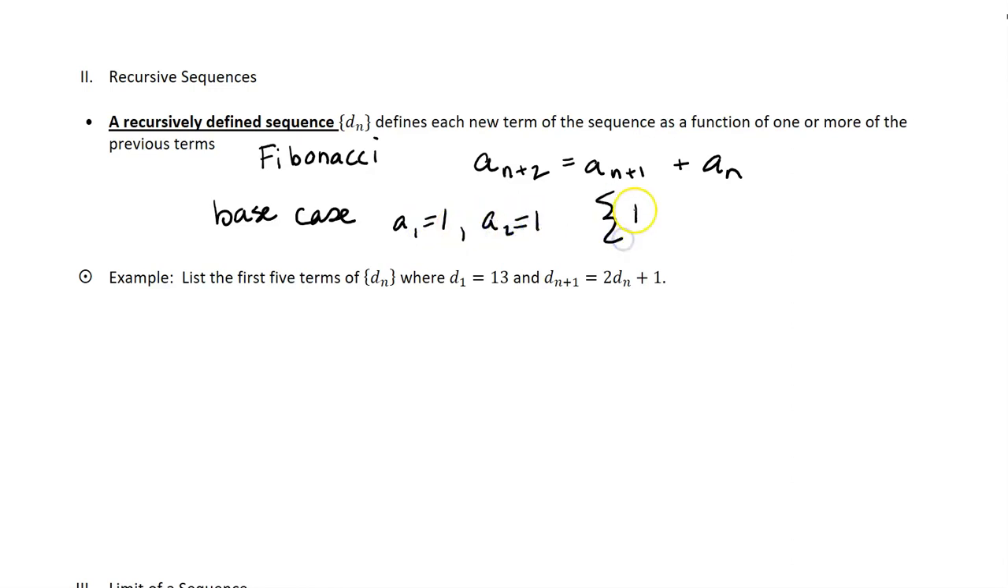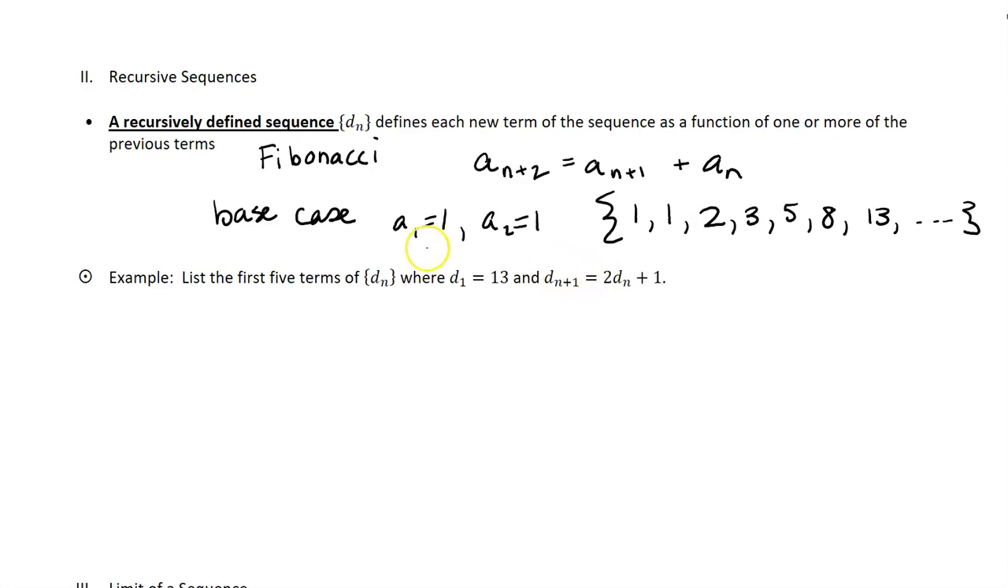So when you go to list out your sequence, you'd have 1, 1. You'd add those two together and get 2. 1 plus 2 is 3. 2 plus 3 is 5. 3 plus 5 is 8. 5 plus 8 is 13, so on and so forth. So that's a classic recursively defined sequence. You just add the previous two terms.